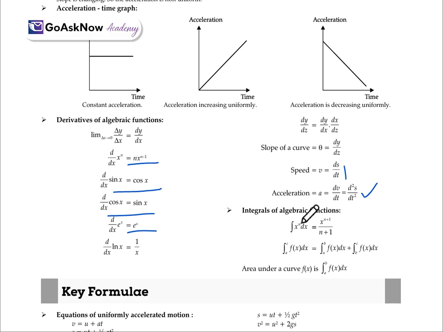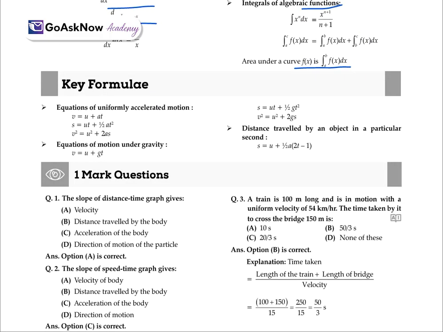Integral of algebraic functions. This was all about the differentiation thing. Now when we see the integral, it will be the integration of x^n dx is equal to x^(n+1) upon n plus 1. And then the integral from limit a to c of f(x) dx is equal to the integral from a to b of f(x) dx plus the integral from c to b of f(x) dx. So area under the curve will be the integral from a to b of f(x) dx. Now moving to some important thing, which is the key formula.